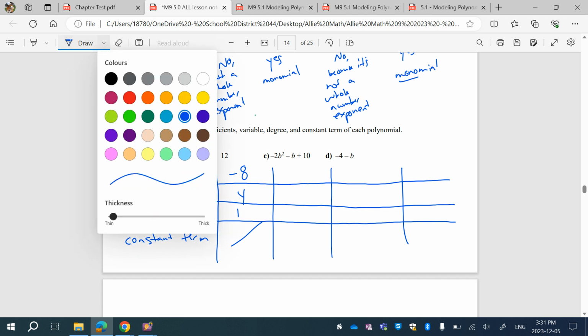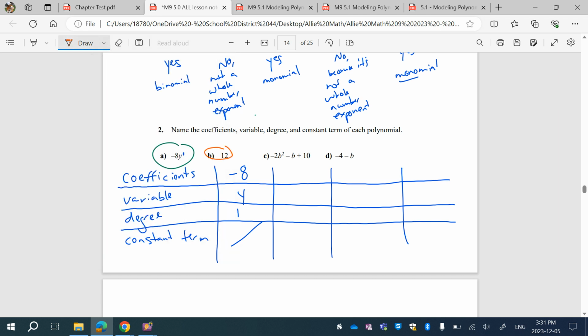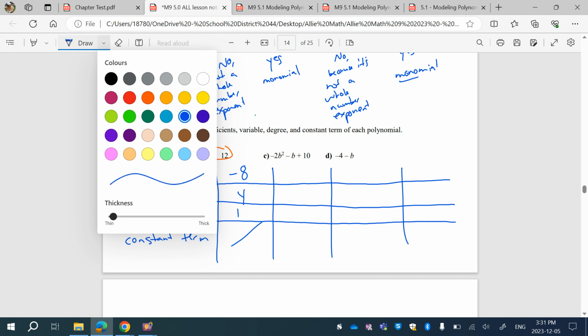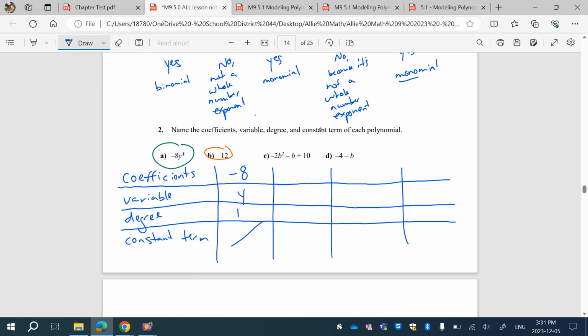Let's look at B right here. In this one, we don't have a coefficient and we don't have a variable. We do have a degree, I guess, of 0. So you can imagine an invisible x here to the power of 0. And our constant term, this is only constant. It's never going to change. There's nothing being multiplied by anything. So all we have is a constant term, that's 12. This next one we'll be able to fill out the whole thing.